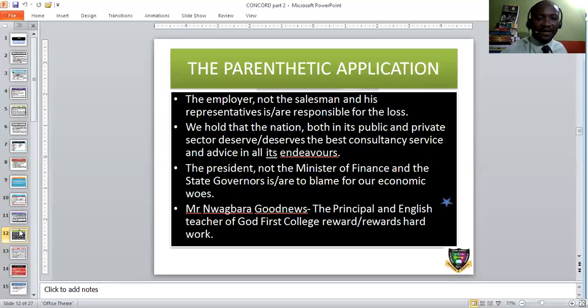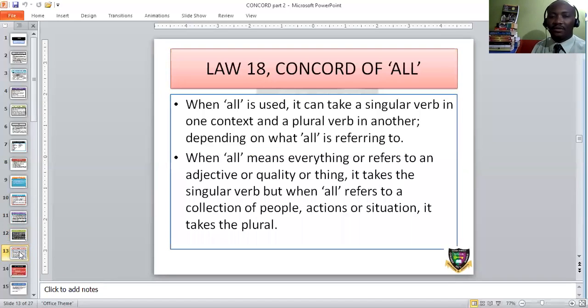Whether I have the minister of finance, the minister of interior, or whatever, it is irrelevant. What we have is singular, that will go with singular, is to blame for our economic woes. Mr. Wabara, good news. Now hyphenated, parenthesize that statement. The principal and English teacher of God first, all these are irrelevant. Rewards hard work, singular. Yes, he does. Rewards hard work right there.